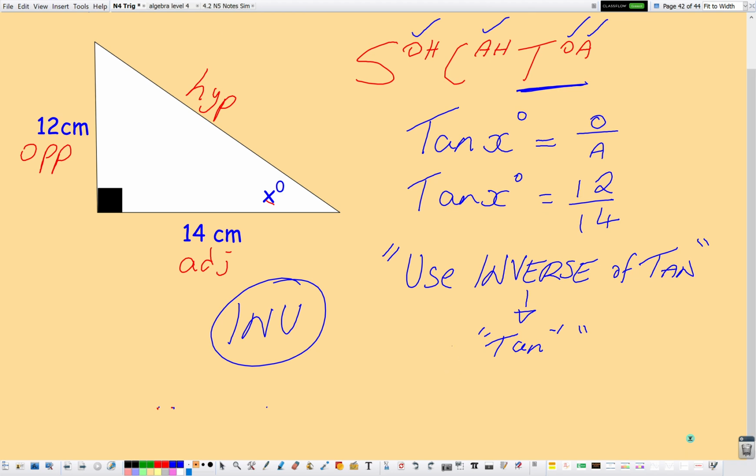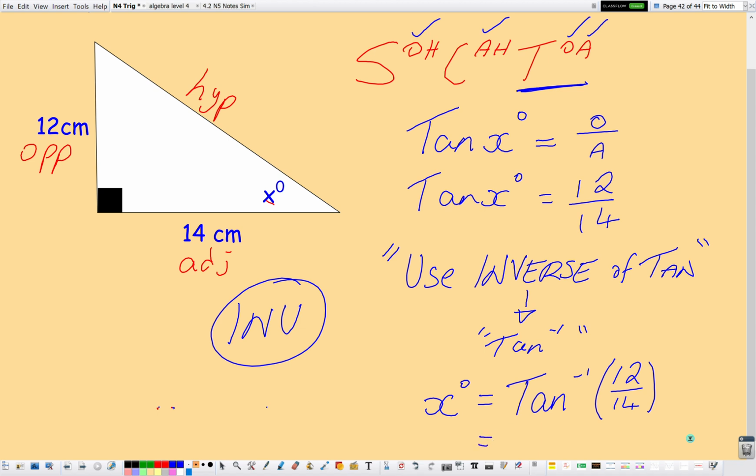So our next line of working is to say that x degrees equals, now rather than hitting the tan button, we need to hit the button that says tan to the minus 1, or the inverse of tan. So it is tan inverse, and then we just put in the brackets this fraction, 12 over 14.